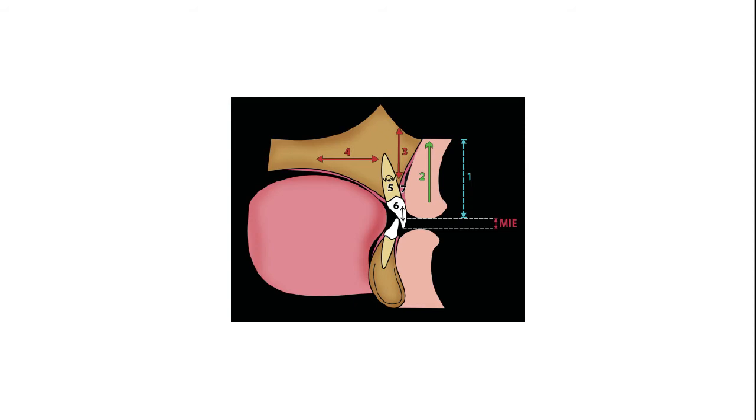Mid-philtral height is roughly equal to or 1 to 2 mm less than commissure height. This is measured from the oral commissure to a horizontal line through subnasale. Reduced mid-philtral height results in an unattractive inverted arc appearance of the upper lip. Surgical procedures to increase the upper lip height may be required in such cases.